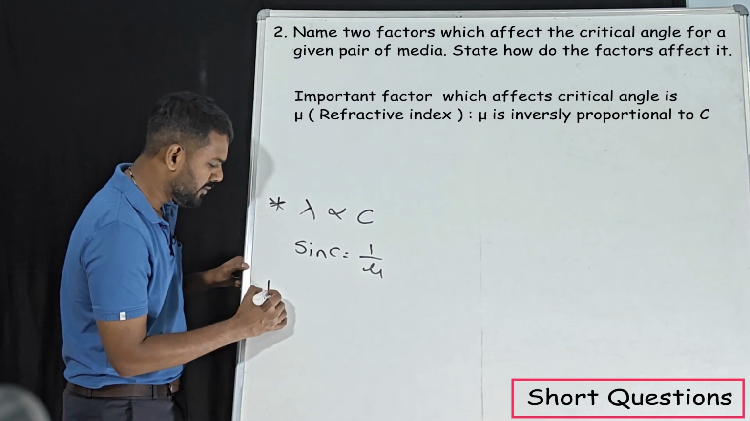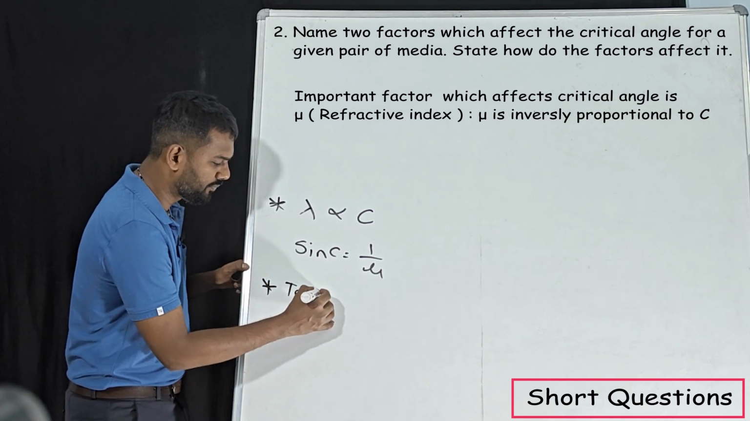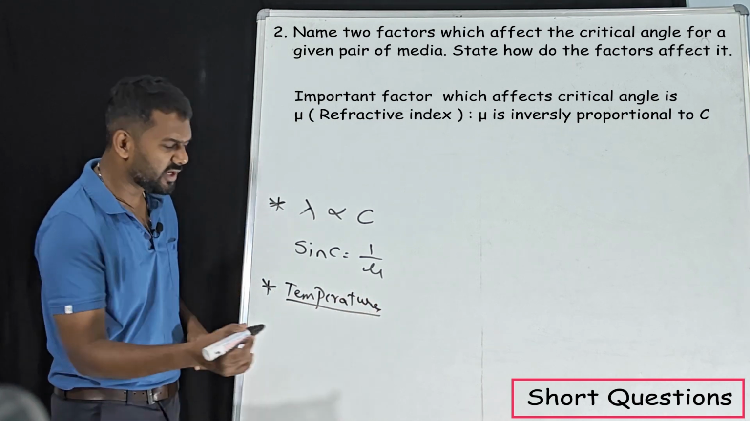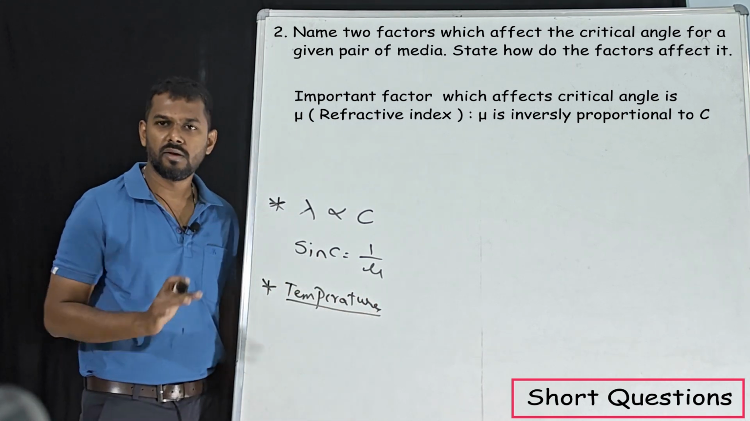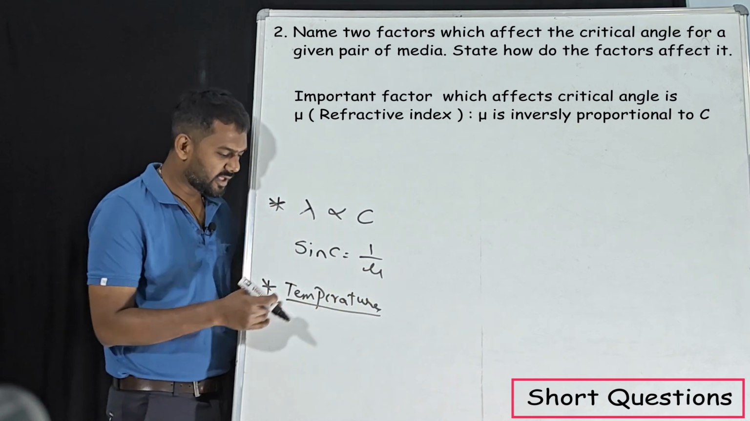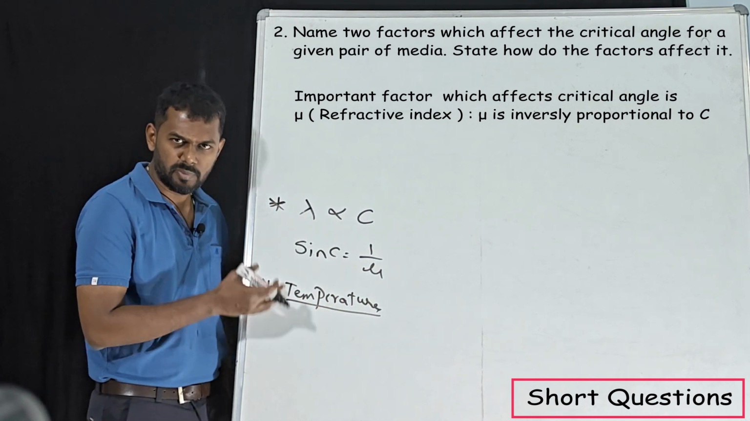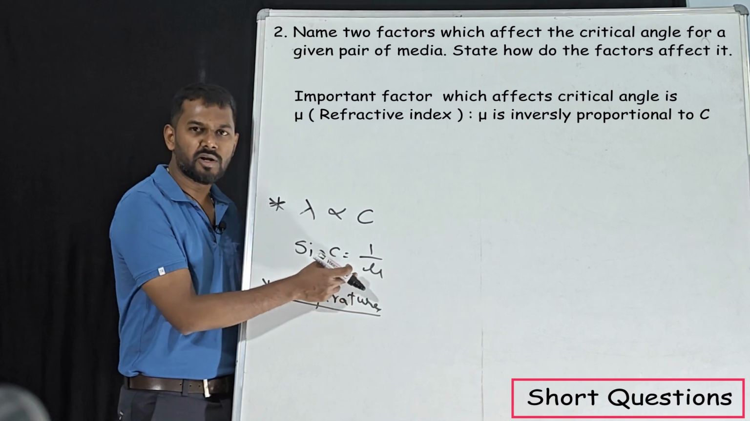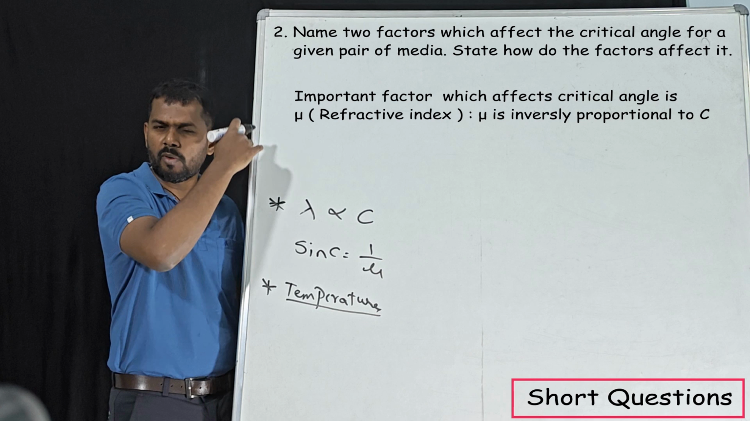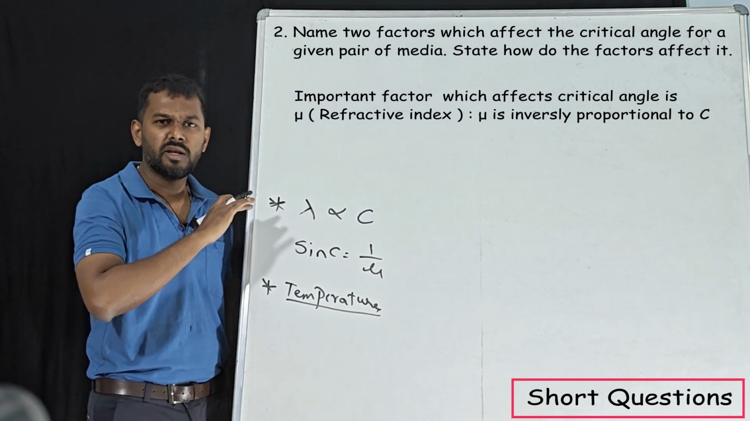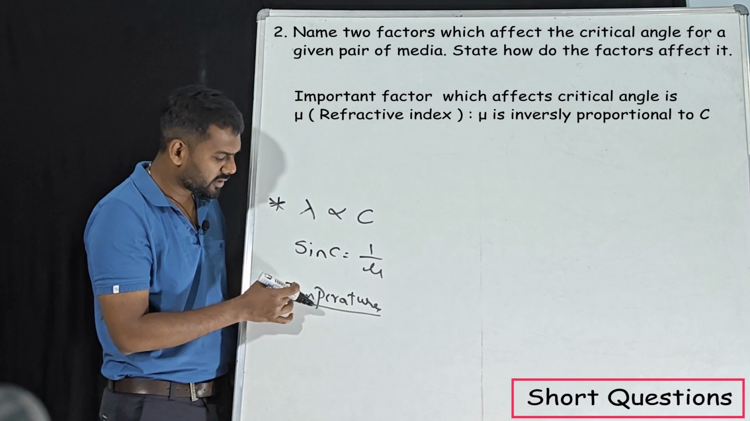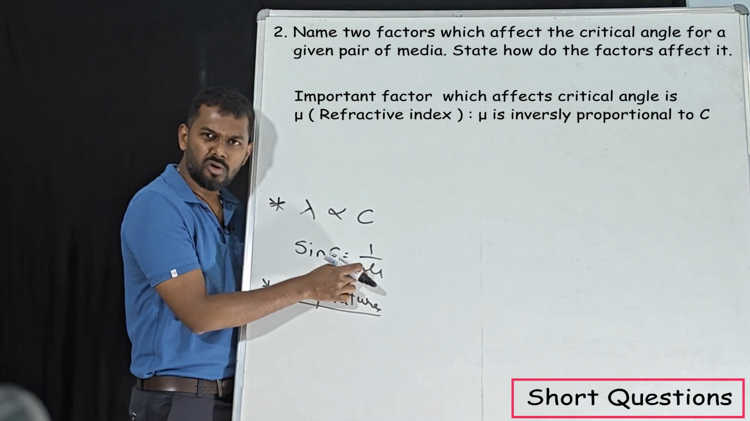Next, the second point is temperature. Again, there is no direct relation between temperature and critical angle. Again, we have to deal with this through refractive index. If you increase the temperature, refractive index decreases. This is what we have learnt in the first part. Whatever is there in the first part is required until you complete part D. So temperature is inversely proportional to refractive index.